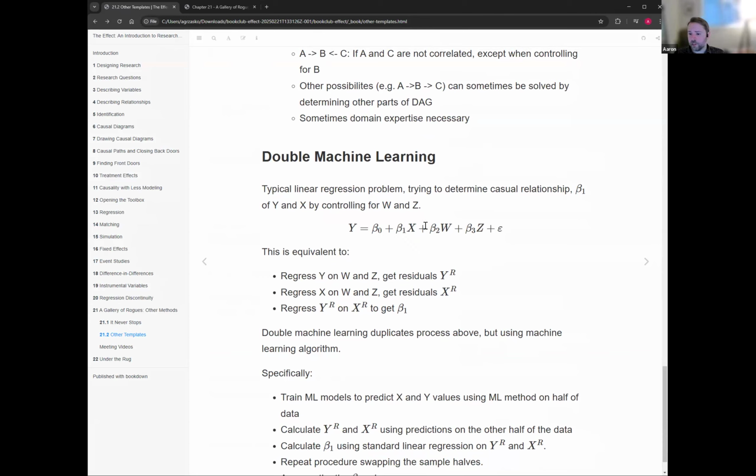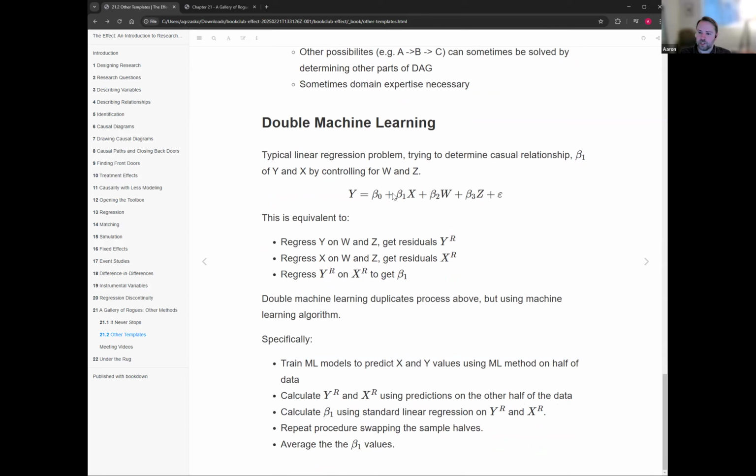But there are confounders, and in this case, there's just two. Let's say we've accurately identified a DAG. We just need to control for W and Z. So with a linear regression, you just plug those in as additional variables, covariates, and the hope is that's enough to capture the causal relationship between X and Y.